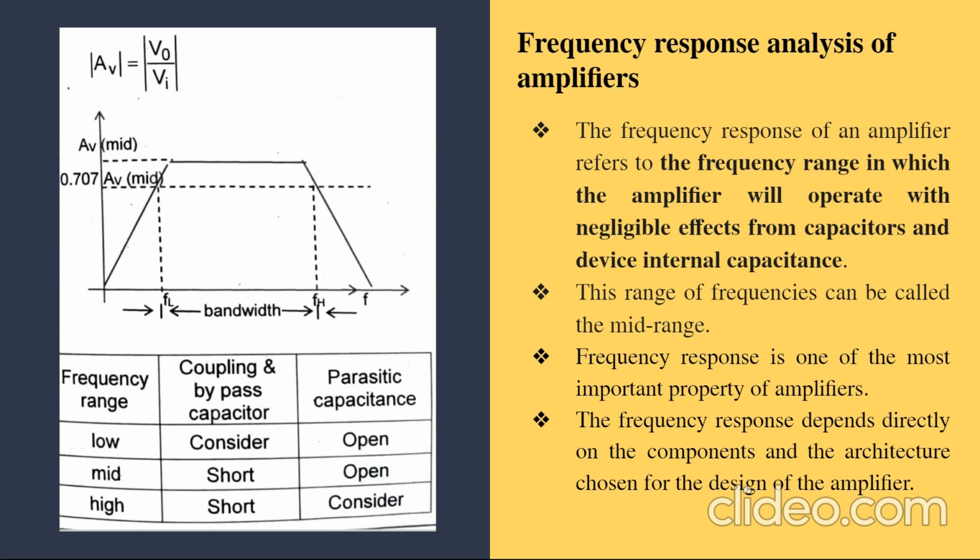As we can see, in low frequency ranges, only the coupling and bypass capacitors are considered, whereas the parasitic capacitance is treated as open. In the high range of frequencies, the consideration is only for parasitic capacitance, whereas the coupling and bypass capacitors are shorted. But in mid-range frequencies, the parasitic capacitance is open and the coupling and bypass capacitors are shorted, so that in mid-range frequency we get a gain called AV mid or mid-band gain that does not change at every point of frequency and remains constant.